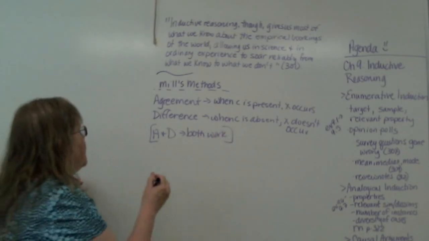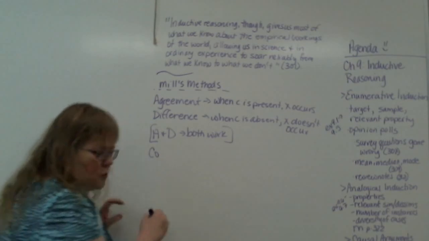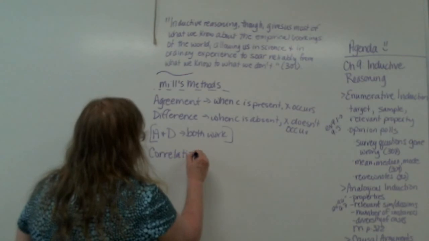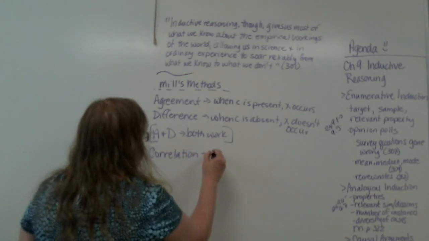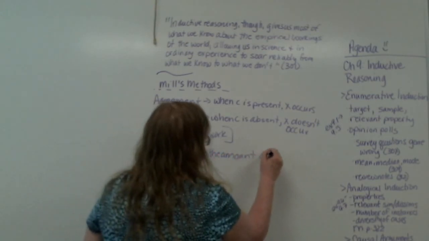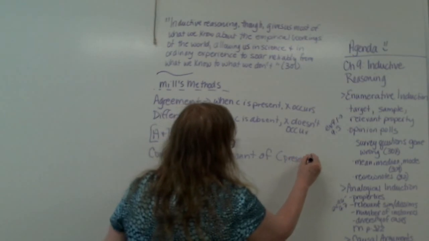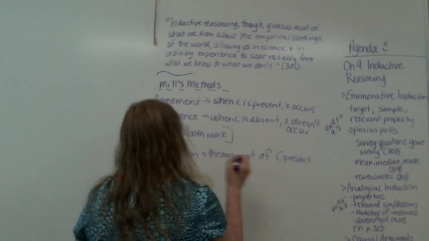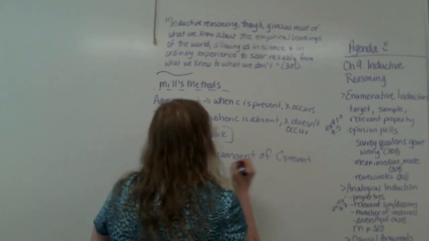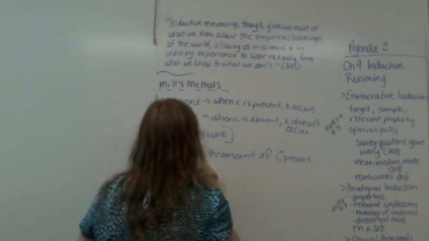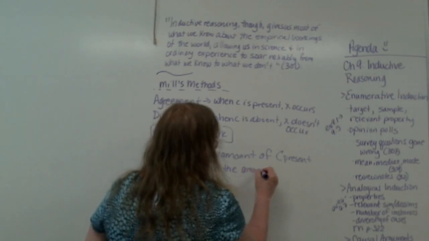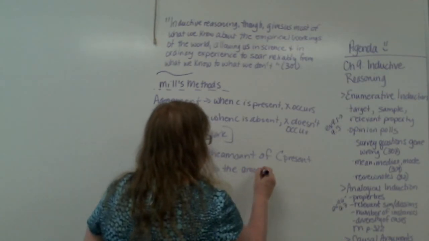Okay. The other part of his that he does is correlation. I always have to think about how to spell that. Correlation. Basically, the amount of C present correlates, I don't know how to say that otherwise, to the amount or degree amount. Yes, I'm good today. I really am.